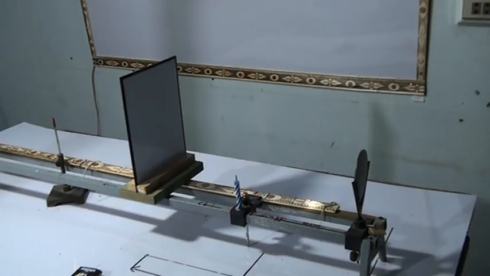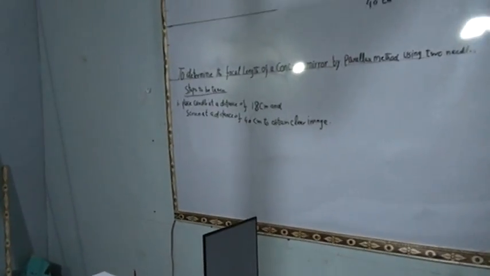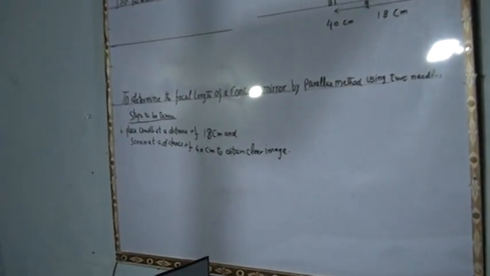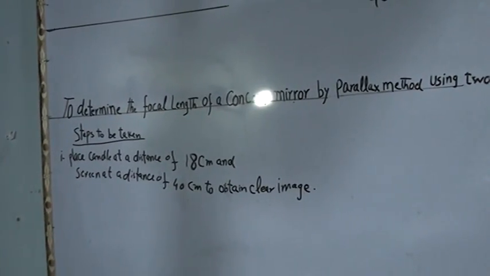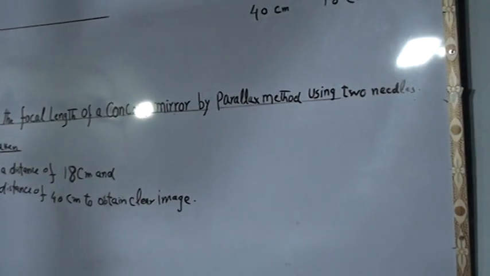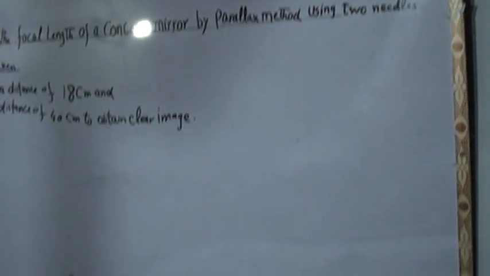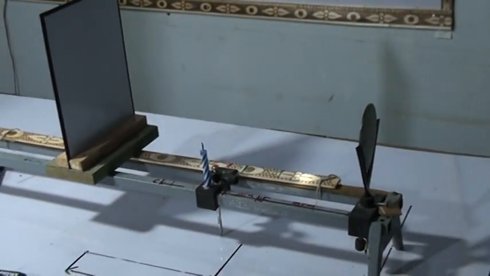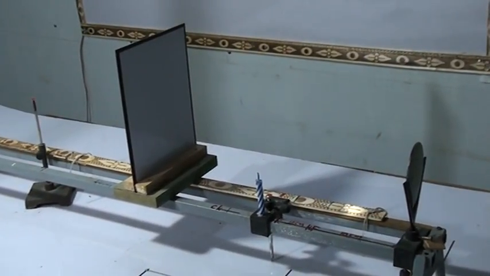Today we are going to present another interesting episode regarding the determination of focal length. As you can see, to determine the focal length of a concave mirror by parallax method using two needles. So you can see the arrangement. For this activity, the following materials are required.